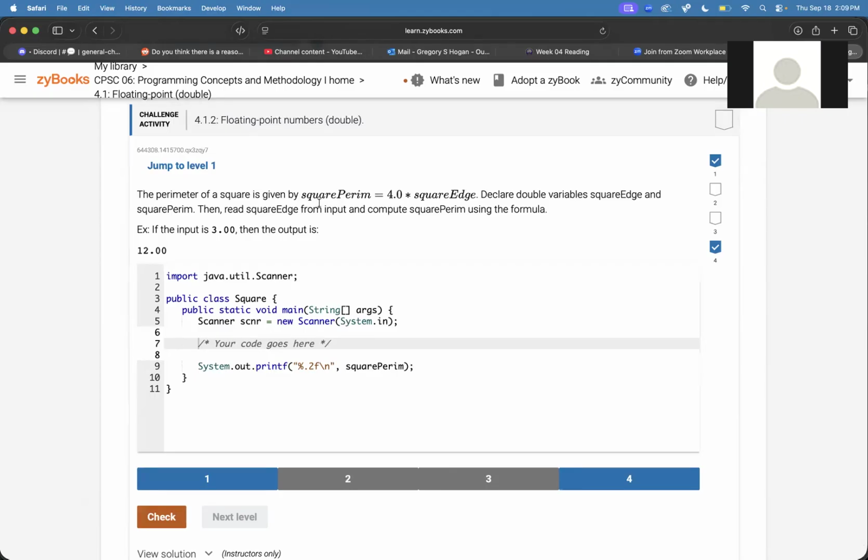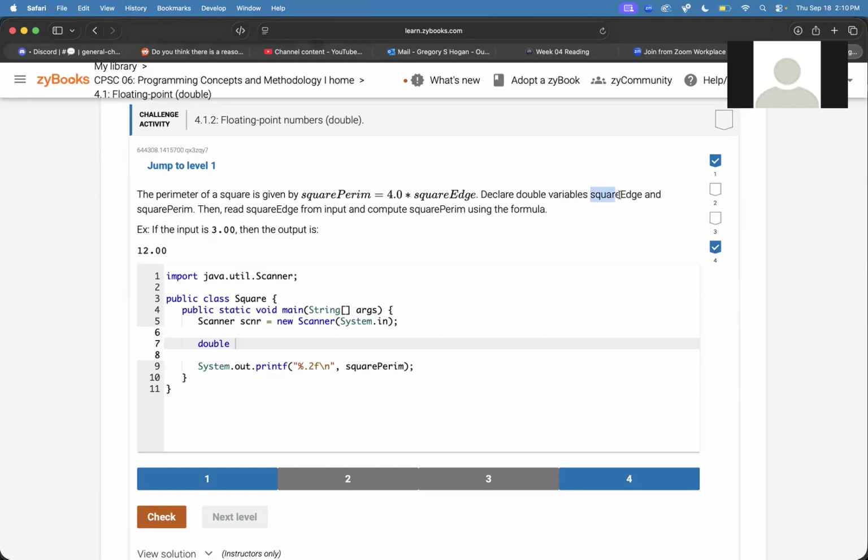The perimeter of a square is given by square perim equals 4.0 times square edge. And we got some steps, so follow them. Declare a double variable square edge and square perim. So down here, we declare the variables. How? Double, and then the name of the variable.